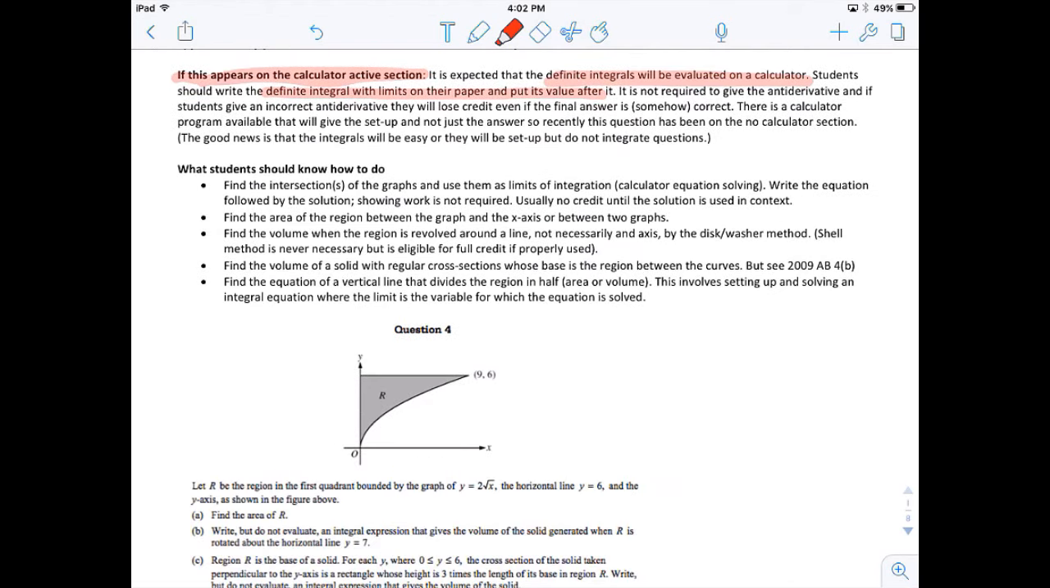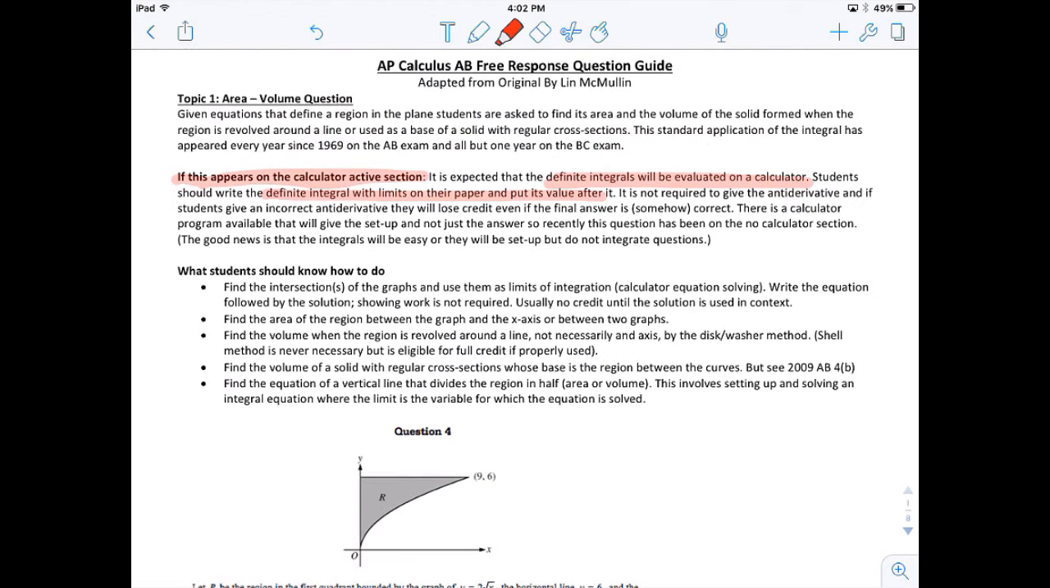Now, what you need to know how to do. These are the skills that you'll see. Finding the intersection of the graphs and using those as limits, that's going to be important. That could be either calculator or non-calculator, okay?